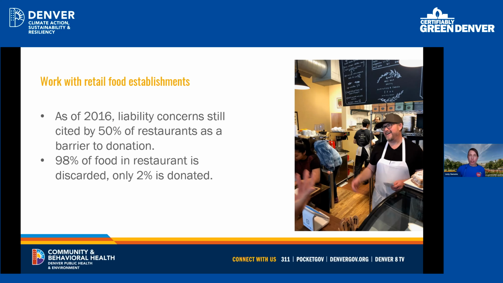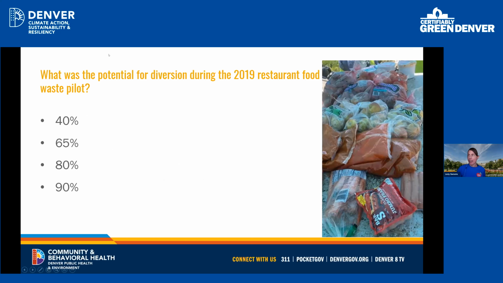So I mentioned the restaurant challenge. This is where that additional question I had for you is coming. What was the potential for diversion during the 2019 restaurant food waste pilot? And what I mean by diversion is, of everything that was discarded by these businesses, how much of that could have either been composted or recycled? Your options are 40%, 65, 80, or 90. So what was the potential for compost or recycling? I'll let you put your answers in the chat again.